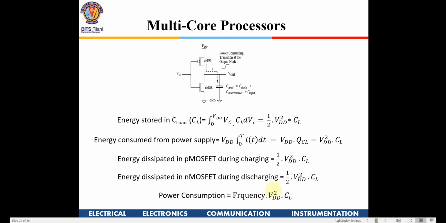Essentially, you don't have to remember these derivations for this particular course. This is from the advanced VLSI design course. I just wanted to give you a brief idea of the power which gets consumed. It is a function of frequency, a function of VDD square, and a function of the capacitance. This is for a single inverter.